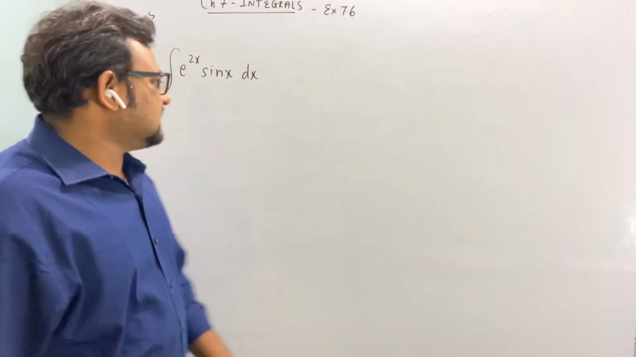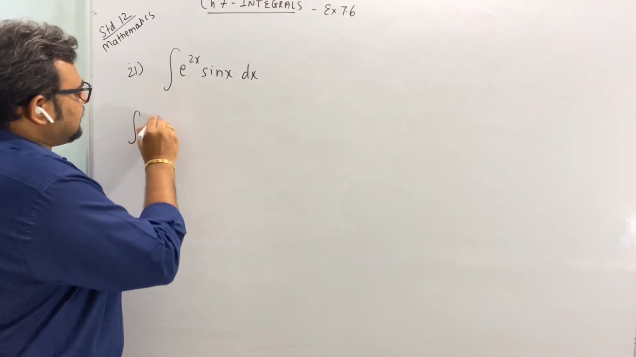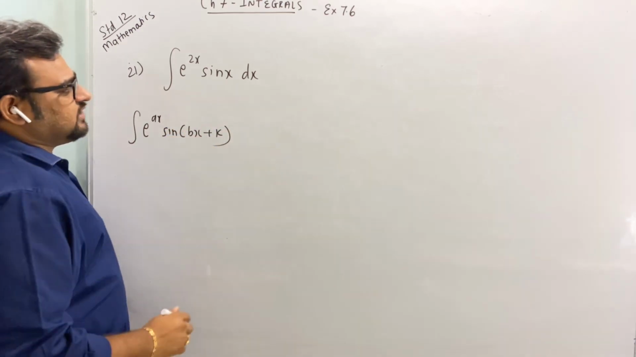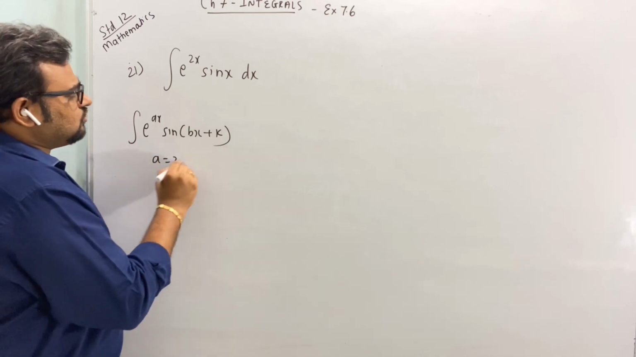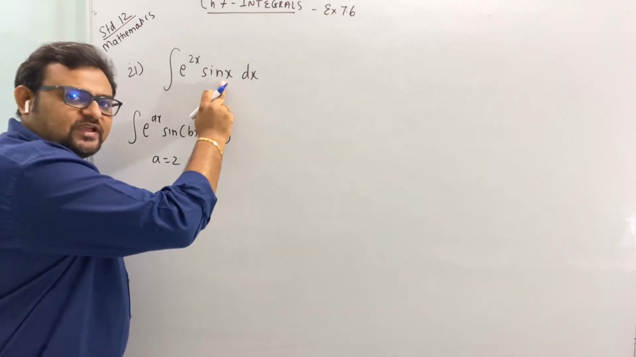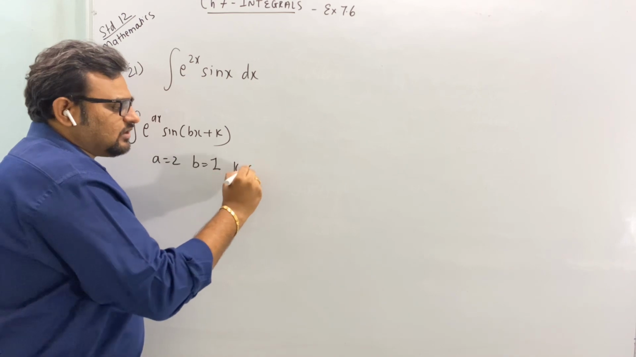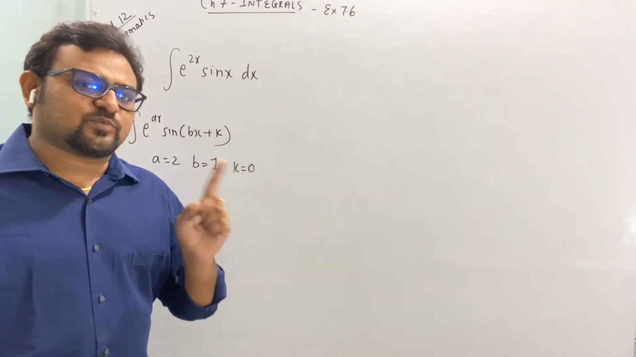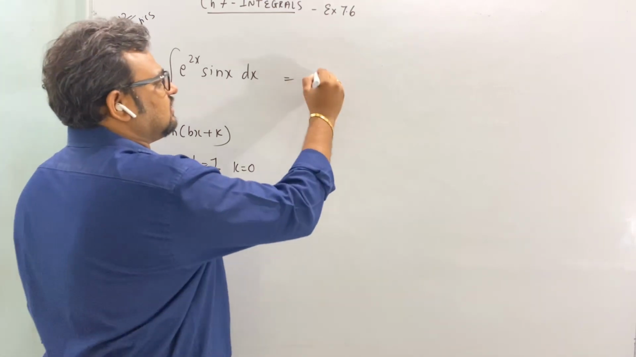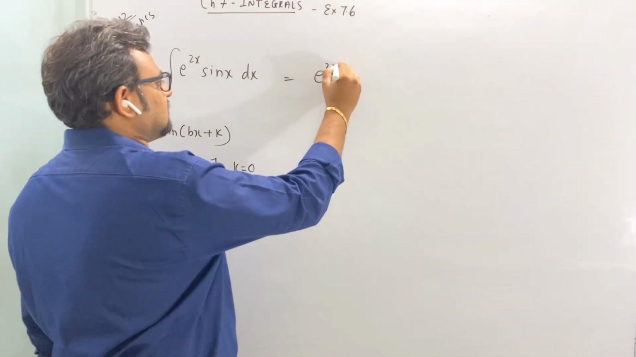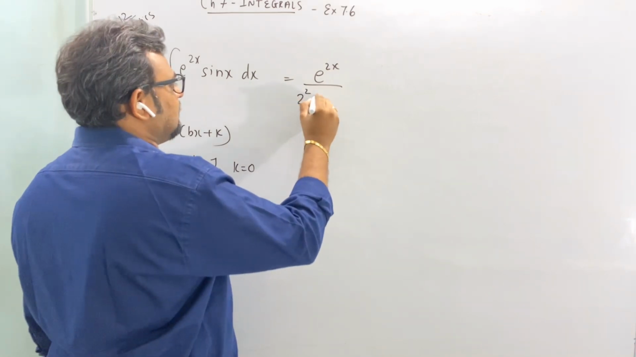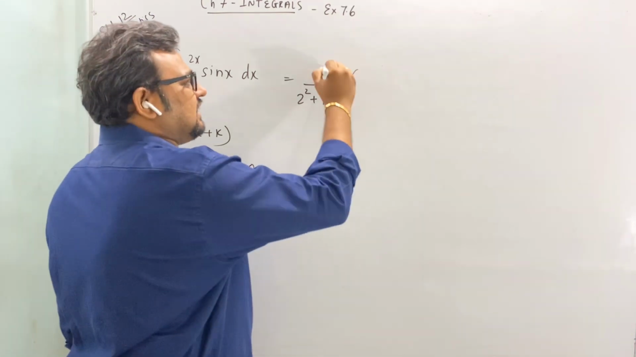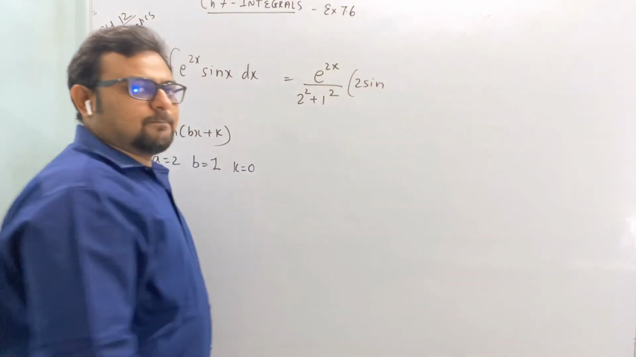Okay, so now this is about the second formula. There was e raised to ax sine (bx plus k). So here I will take a equal to 2 and b equal to the coefficient of x, 1, k equal to 0. So what was our formula? e raised to ax upon a square plus b square. e raised to 2x upon a square plus b square, into a sine (bx plus k).